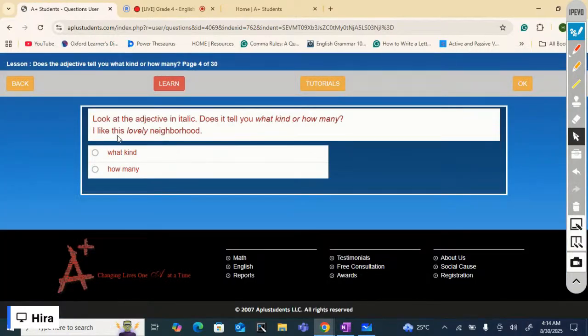I like this lovely neighborhood. The adjective in italics is lovely. Now, does it tell you what kind or how many? You have to decide.